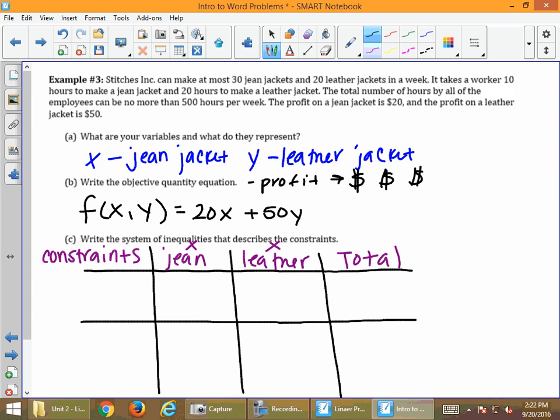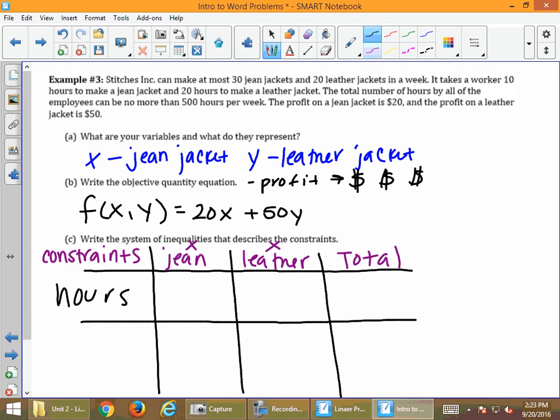What's limiting us? Hours. But this is where it's a little different. What else is limiting us? Can I make 1,000 jean jackets? Can I make 500 leather jackets? It's like pretty money. Yeah. Why can't I make those? It tells you in the very first sentence.